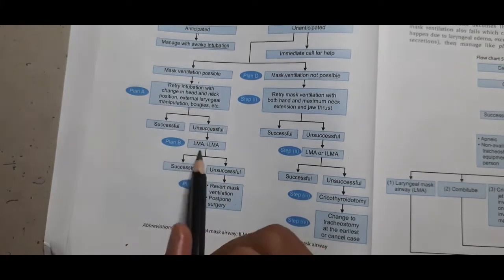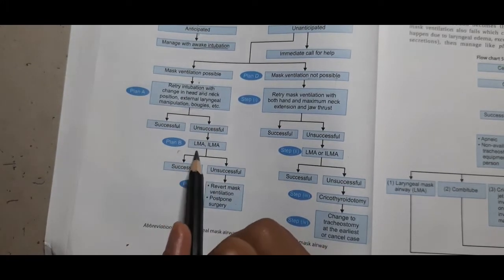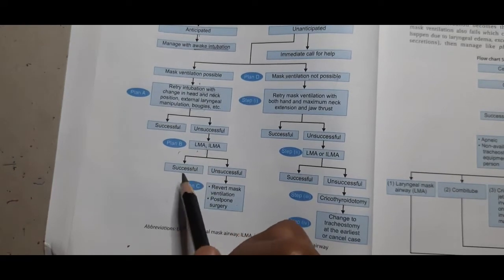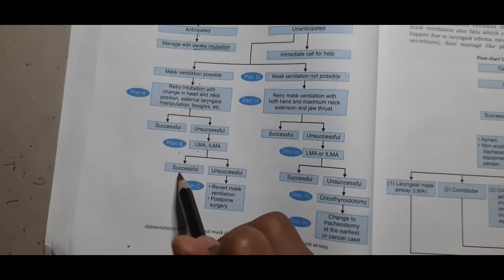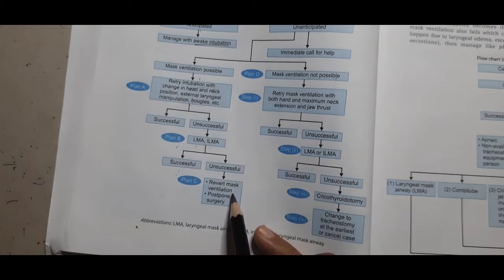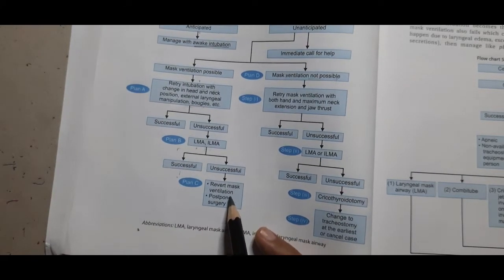If it is still unsuccessful, there is plan B, using an LMA or ILMA. If the LMA and ILMA are successful, the intubation has occurred. If it is unsuccessful, then go back to mask ventilation, or you can postpone the surgery.